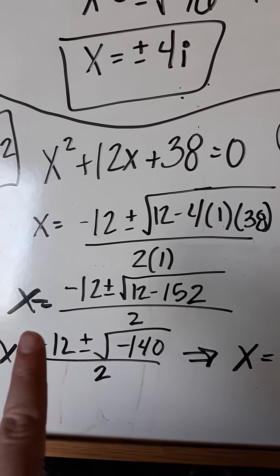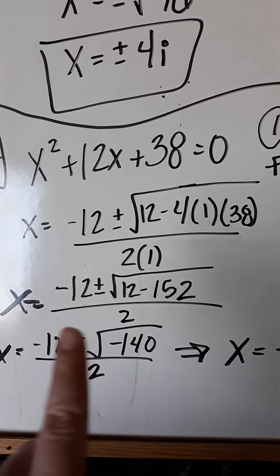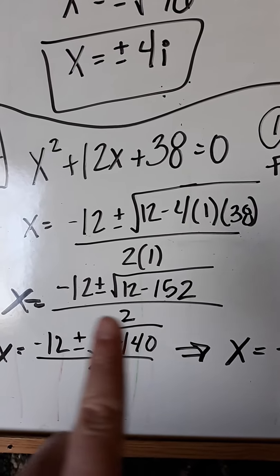From there, you can simplify. Simplify just means put numbers together. So you can multiply, you can divide, whatever seems easiest. So what I did here is I simplified by doing 4 times 1 times 38. That's how I got that 152. On the bottom, I simplified by doing 2 times 1 to get 2. Down here I simplified even further by doing 12 squared minus 152, and I got negative 140.